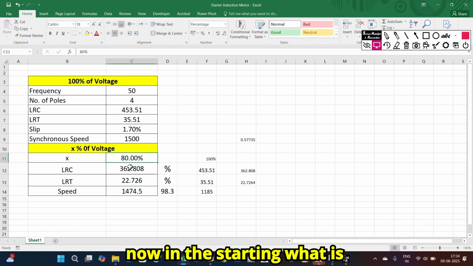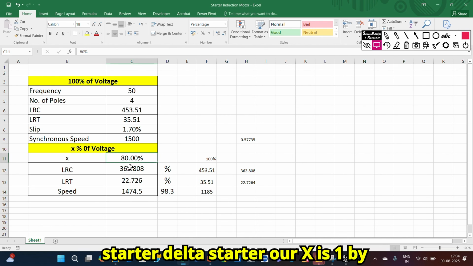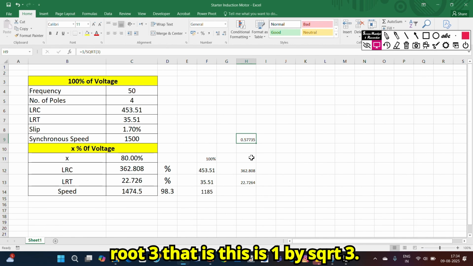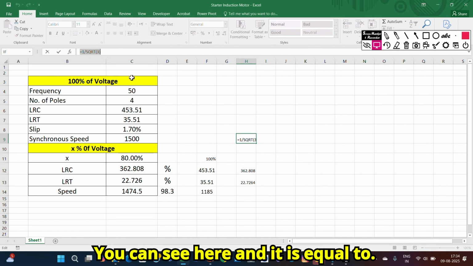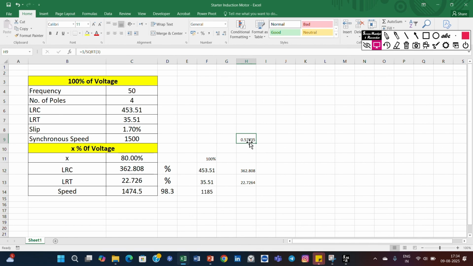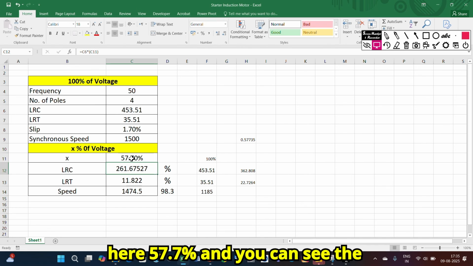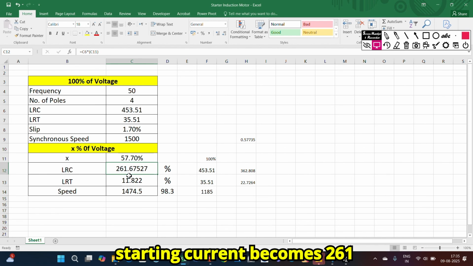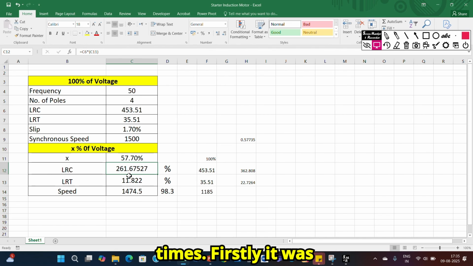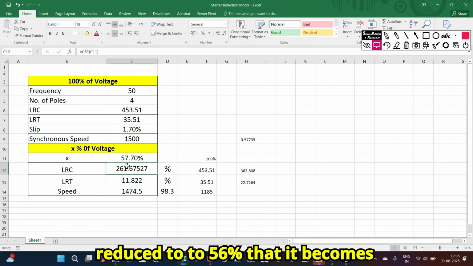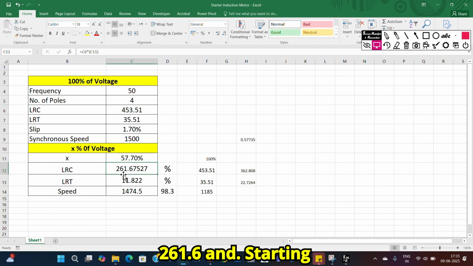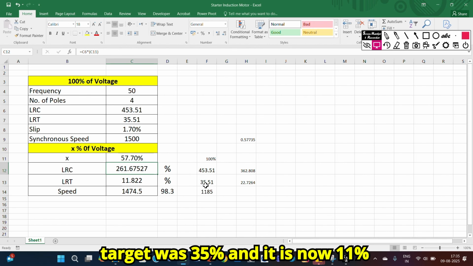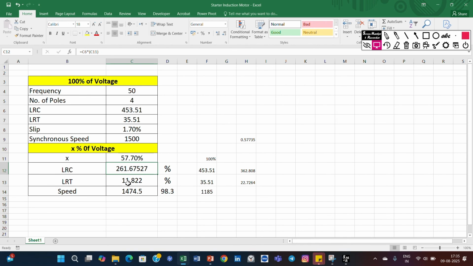Suppose now in the star delta starter, our x is 1 by root 3, that is 1 by square root of 3, and it is equal to 0.57735, that is 57.7%. We can write here 57.7%, and you can see the starting current becomes 261.6. First it was 453, it gets reduced to 57.7%, that is 261.6, and the starting torque was 335, and now it gets reduced to 11%.